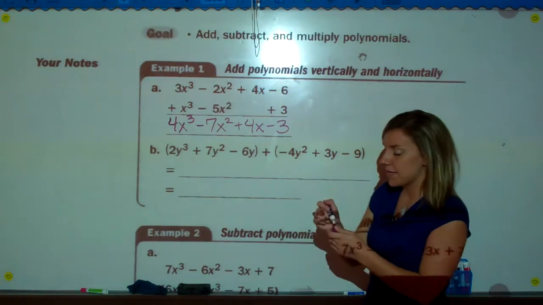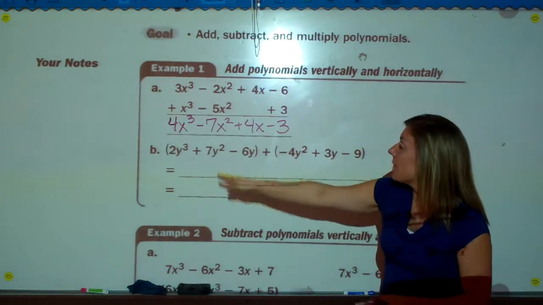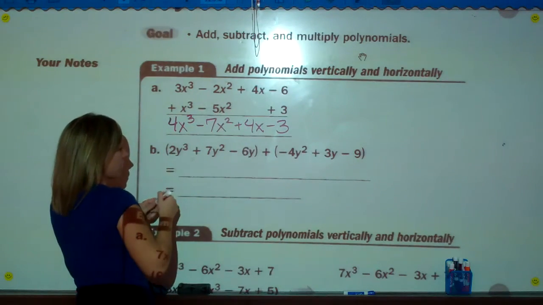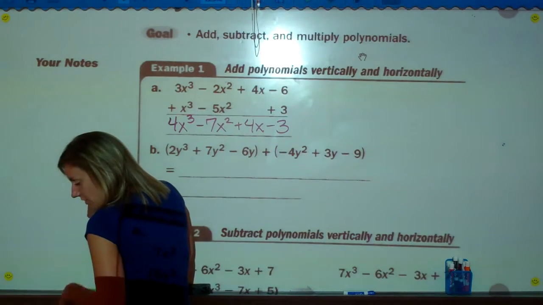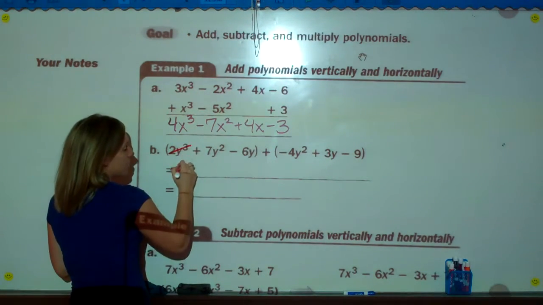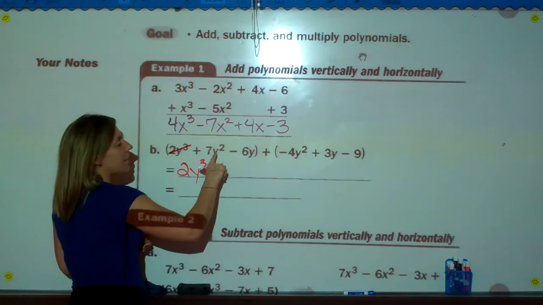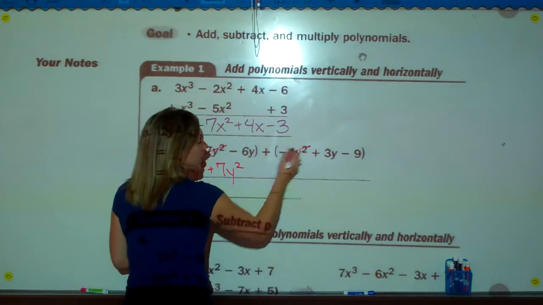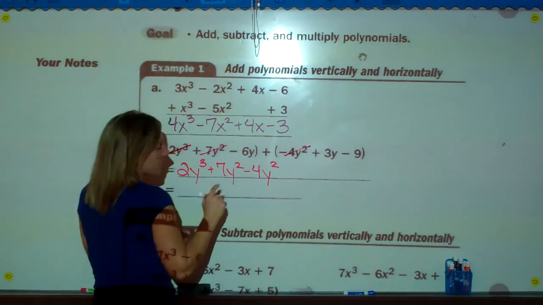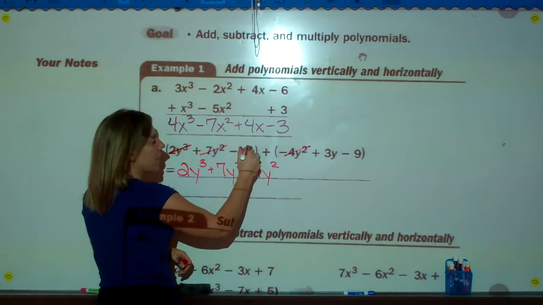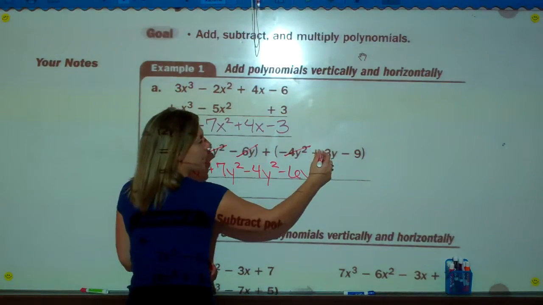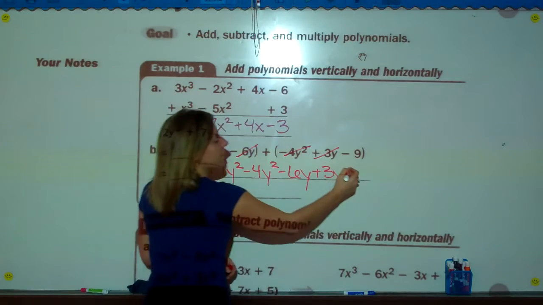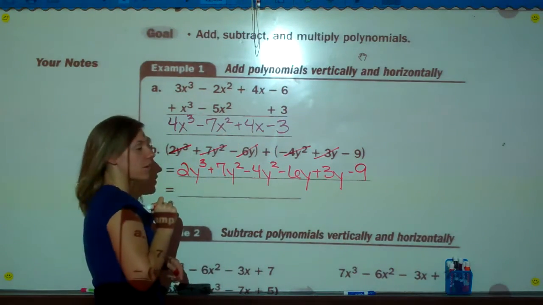All right, so then you do the same thing here, except you have to pair them up left to right. So in this case, there is no y to the third. So I am just going to rewrite it, 2y to the third. Okay, then you've got 7y squared, and its pair or partner is negative 4y squared. So we're going to put those together in a second. Then we have negative 6y paired with a positive 3y. Okay, bring the signs with them. And then there's no partner for minus 9, so I'm just going to tack that onto the end.